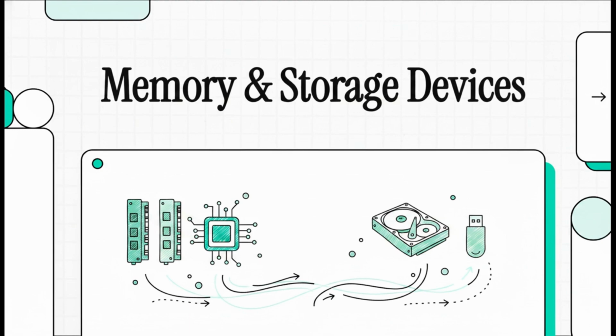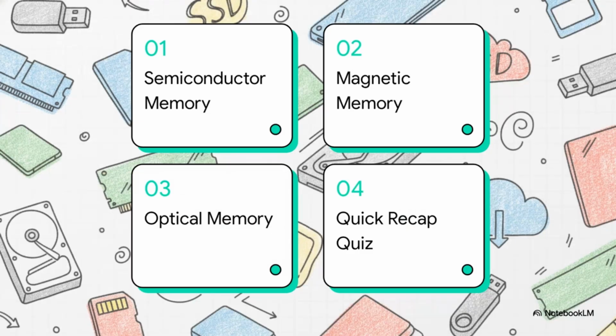Now, let's get started. So, what's on the agenda today? We're going to cover four main things: semiconductor, or main memory, magnetic memory, optical memory, and then we'll wrap things up with a quick recap quiz to test your brand new knowledge.